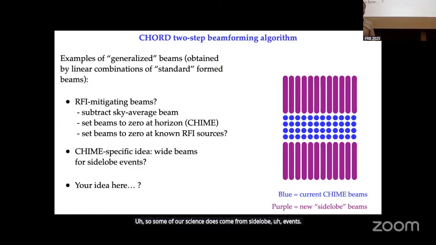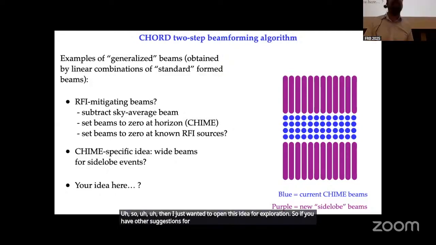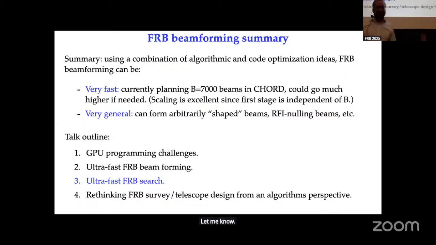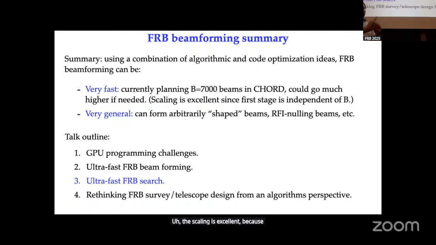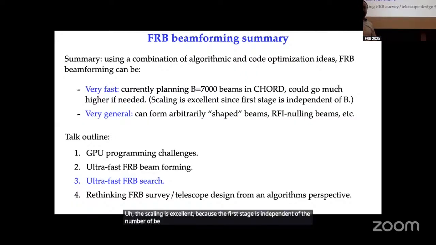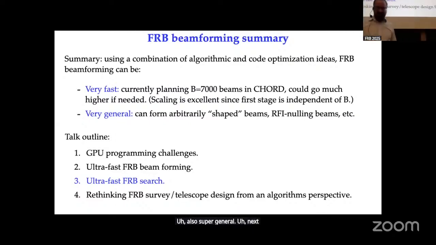Then I just wanted to open this idea up for exploration. So if you have other suggestions for generalized beamforming, let me know. Okay, so we have this ultra-fast beamformer. We're planning 7,000 beams in CHORD. The scaling is excellent because the first stage is independent of the number of beams, so we could easily go much higher. Also super general. Next up is the FRB search.